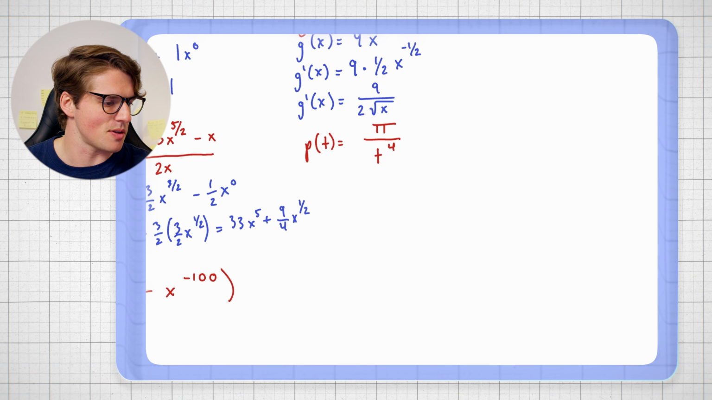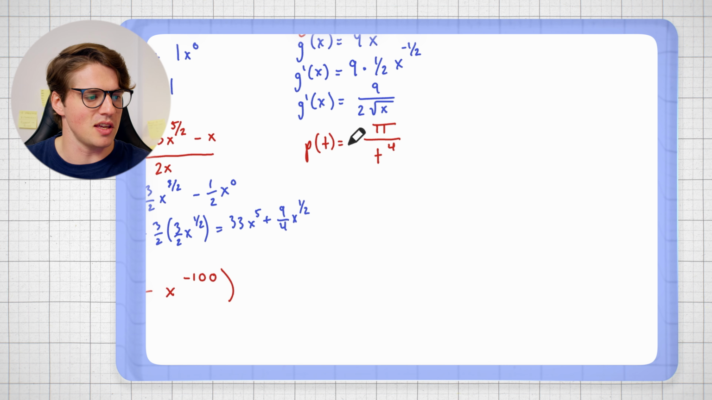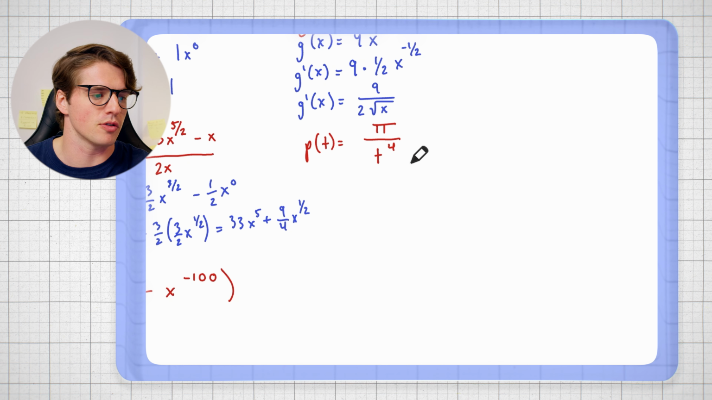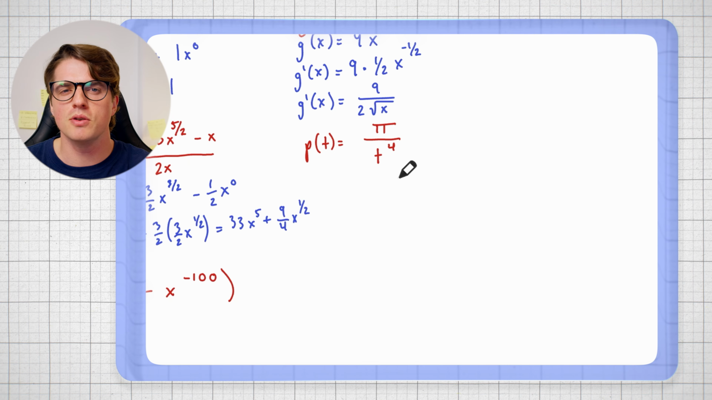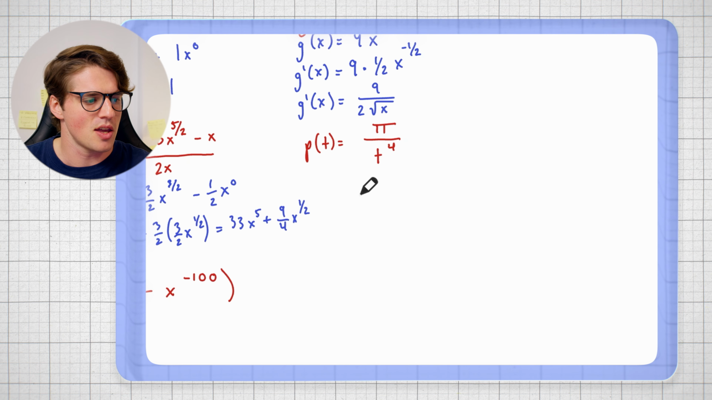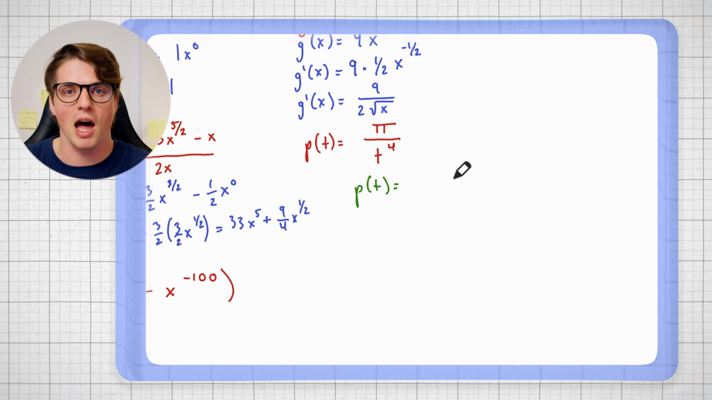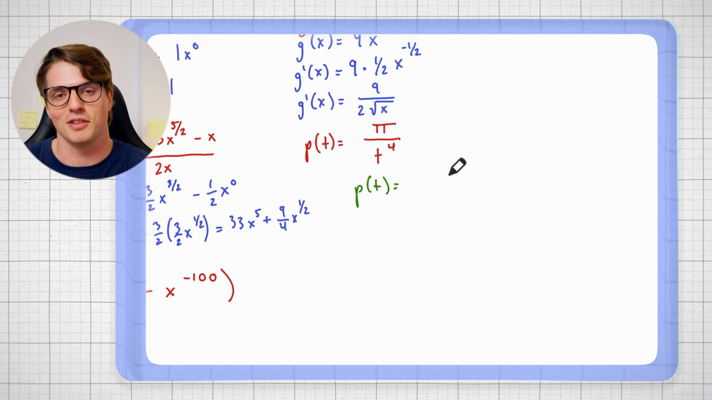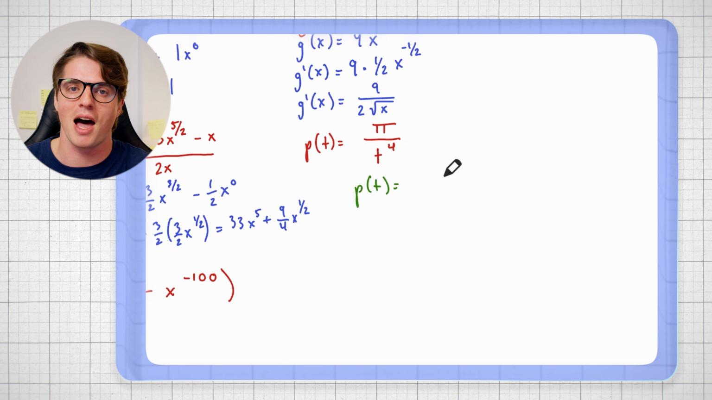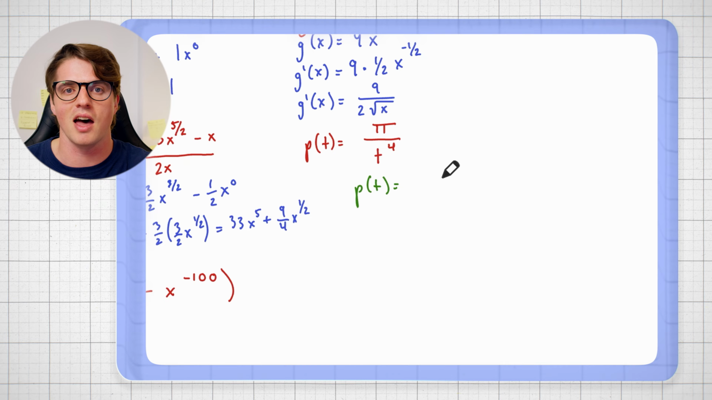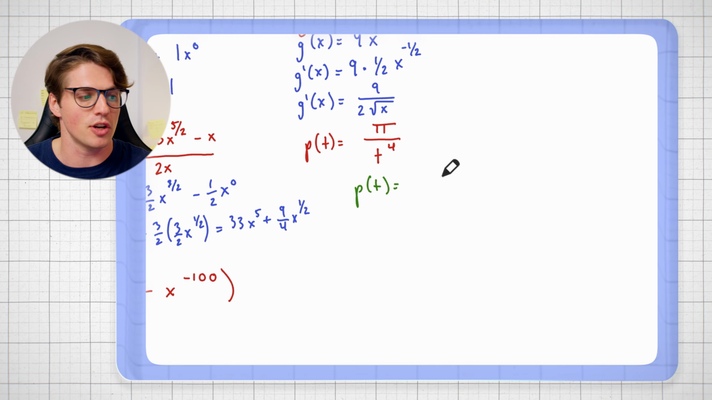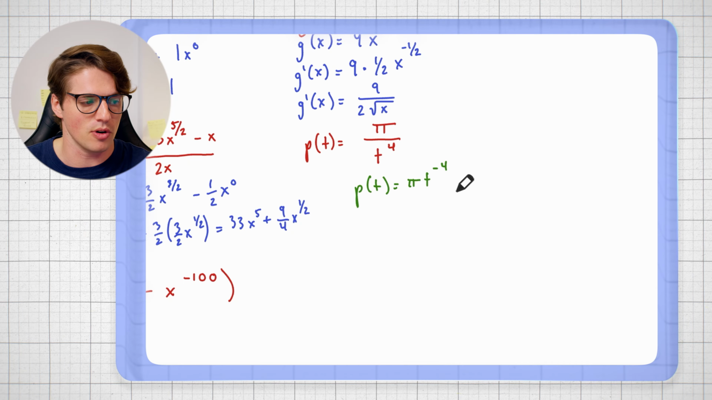Here we have something nasty. We have p of t is equal to pi over t to the 4th. What do we do? We have 2 variables. Do we have 2 variables? Well, not really. Pi is not a variable. Not really. No, we don't. Pi is a number. Pi is 3.14. I know it looks like a variable because it's not a single number like 9, but it is just a number. So we can rewrite this as pi t to the minus 4.